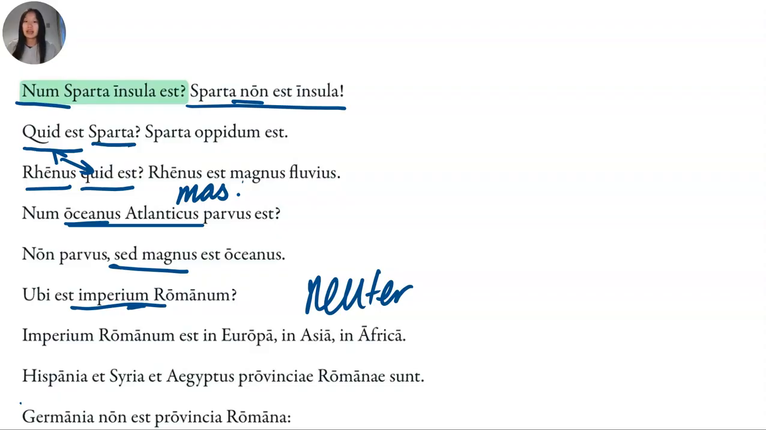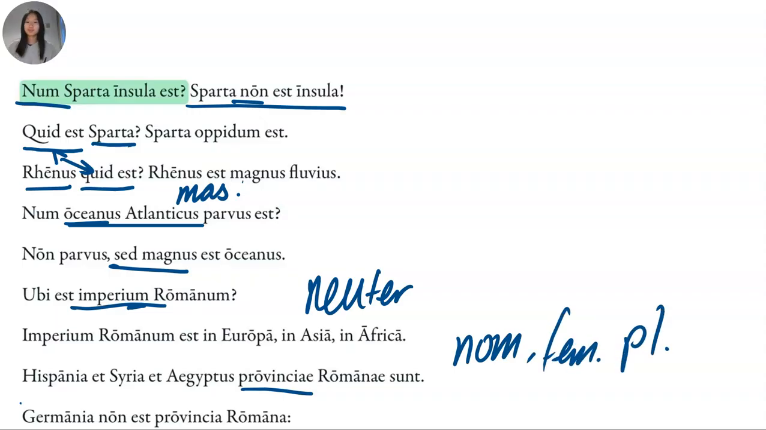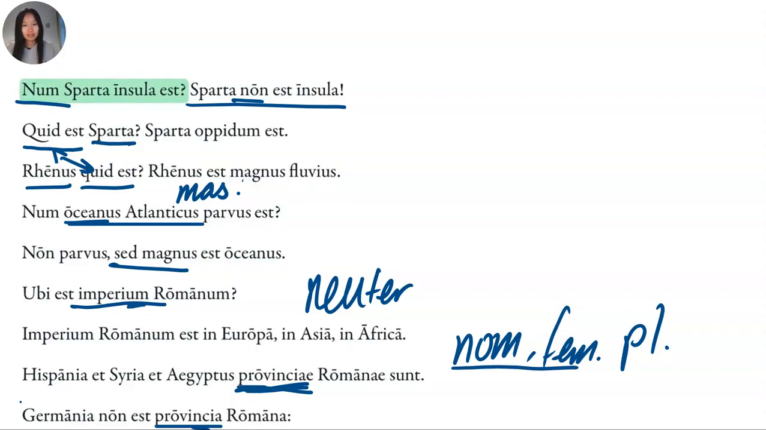Hispania et Syria et Aegyptus provinciae Romanae sunt. So Spain and Syria and Egypt are Roman provinces. So provinciae, that's the nominative feminine plural. You can tell here. Germania non est provincia Romana. So Germany is not a Roman province. Provincia is the nominative feminine singular, and this is just the plural form.